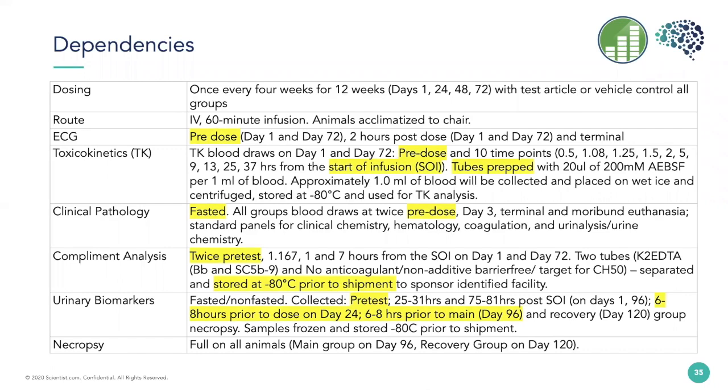So you can see here the word pre-dose. That means ECGs obviously need to be collected prior to dosing. So do TK collections, some ClinPath, complement analysis, and urinary biomarkers. You can also see that there's a type of sample that involves fasting, as well as samples that require tube preparation before blood is added. So there's also a requirement for storage prior to shipment here.